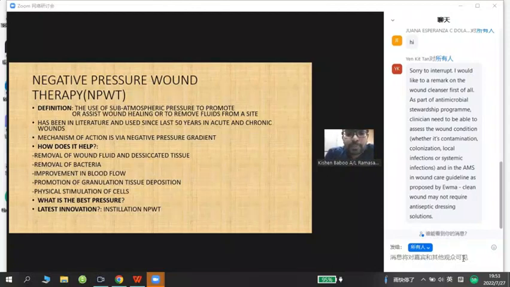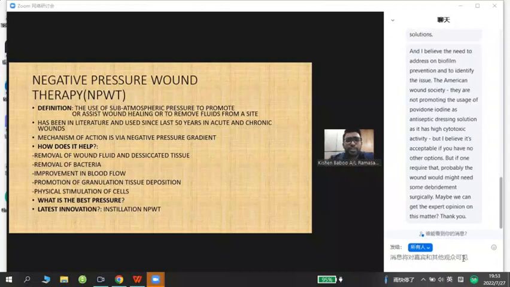I'm not sure if a lot of people have heard about instillation negative pressure wound therapy. How it works is the negative pressure wound therapy is attached to an instillation device. The instillation device contains fluid. The fluid you use can be normal saline. It can also be antimicrobial fluids, anything from your PHMB to your hydroxyclindamycin, anything can be used.